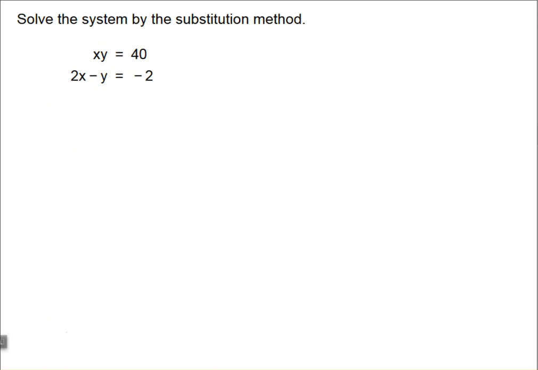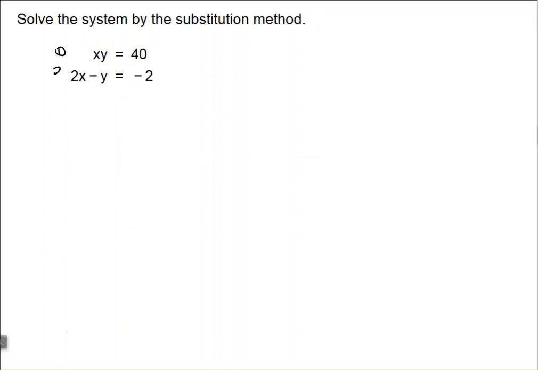Okay, so here we have x times y equals 40, or the product of two numbers equal 40. x times y equals 40. And then the difference of 2 times a number and the other number equals negative 2. So 2 times x minus y equals negative 2. So again, you want to solve one of these equations for one of the variables.